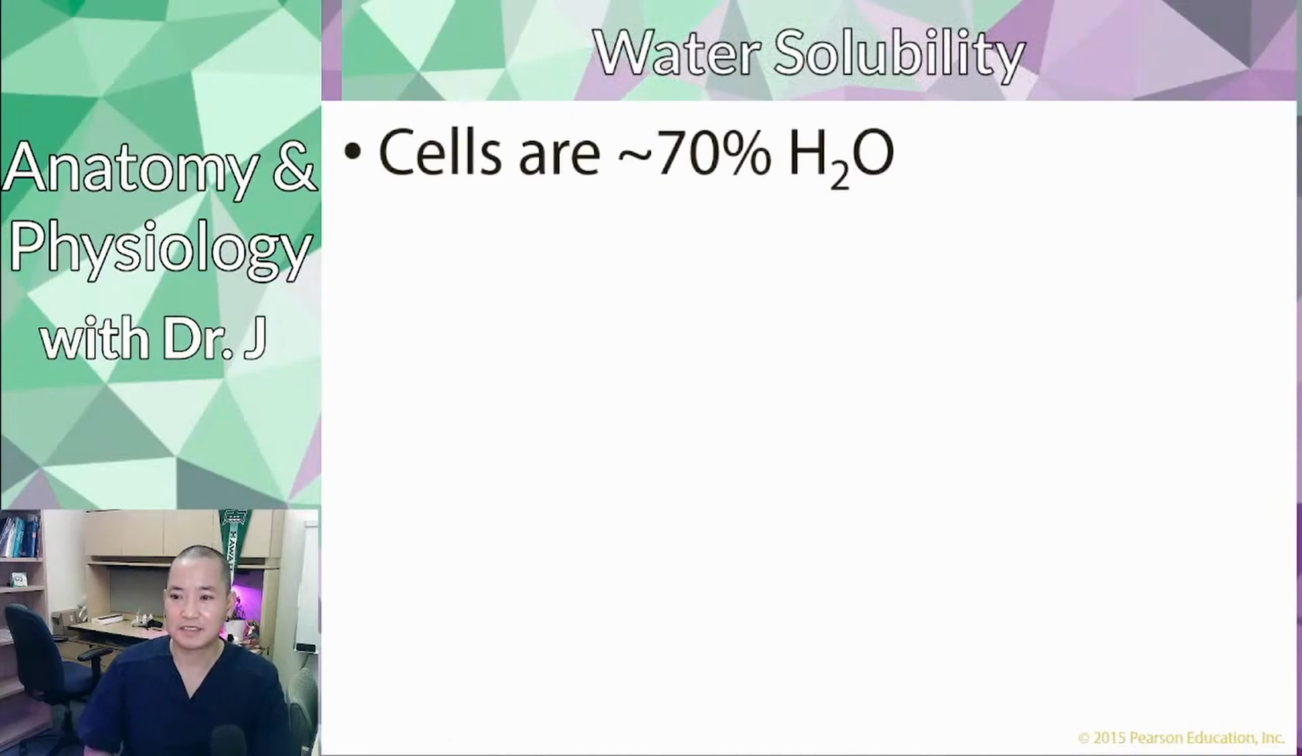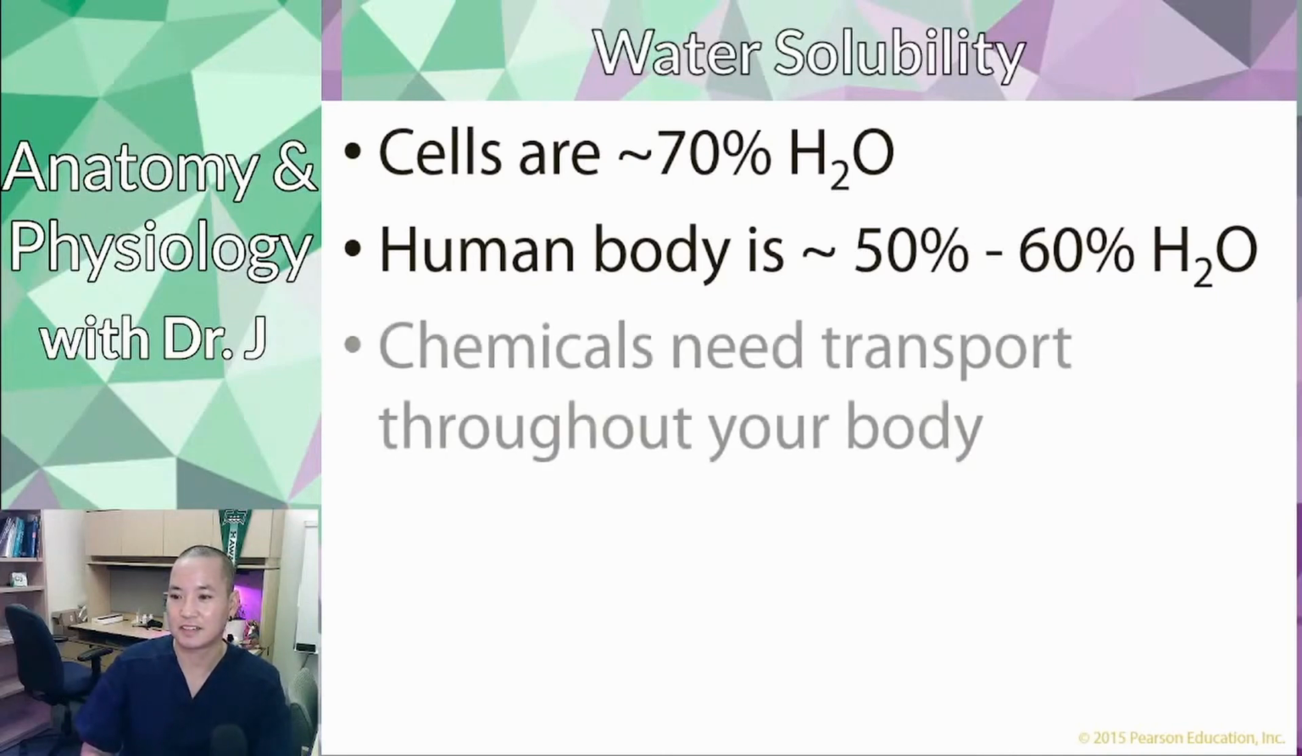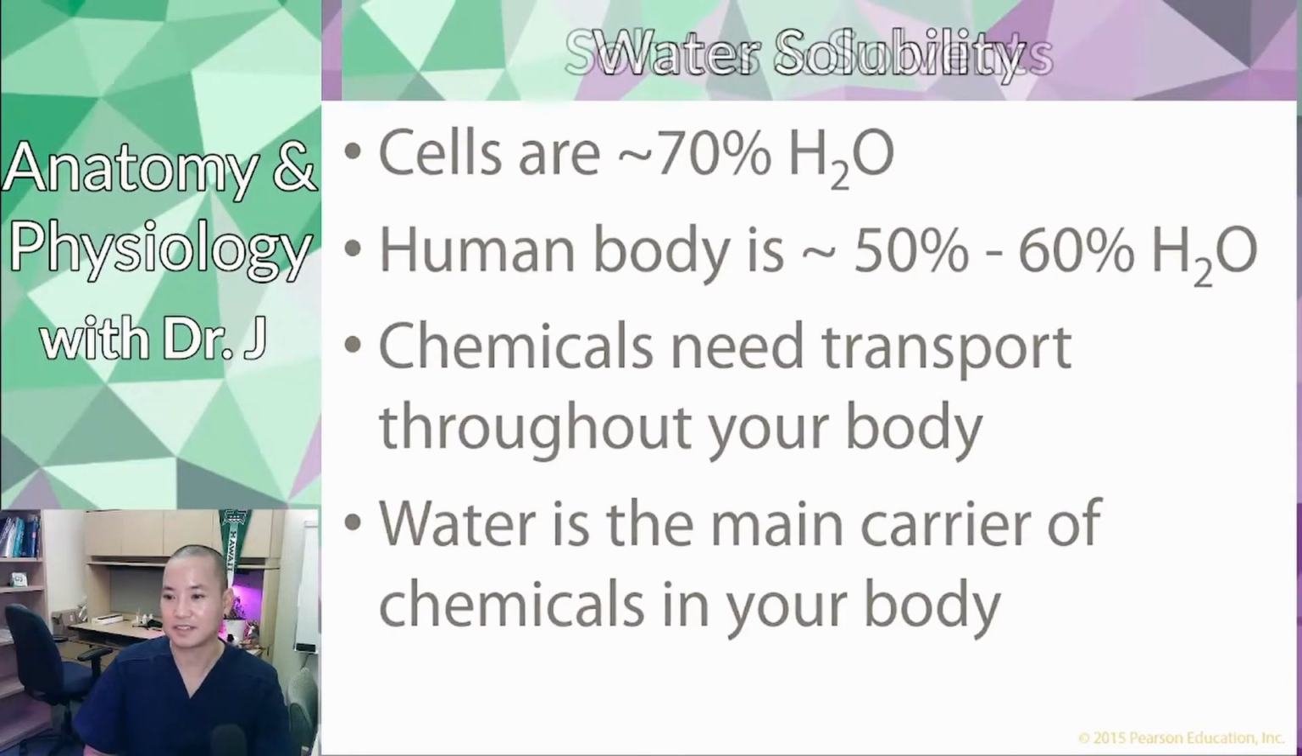So why does this matter? Well, your cells are about 70% water, and the human body, depending on your age, your sex, or also your height and weight and body composition, is about half to a little over half water. But chemicals also need to be transported throughout your body, and water is a great way of doing that. So water is the main carrier of chemicals in your body.